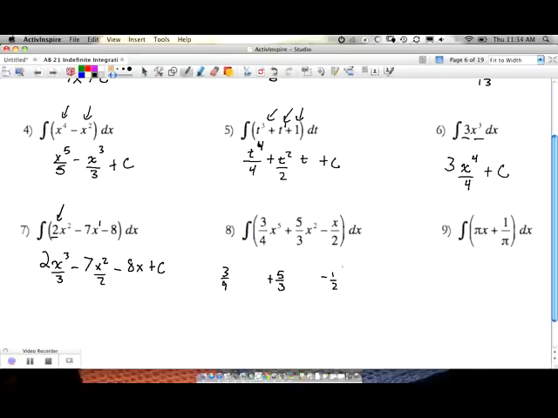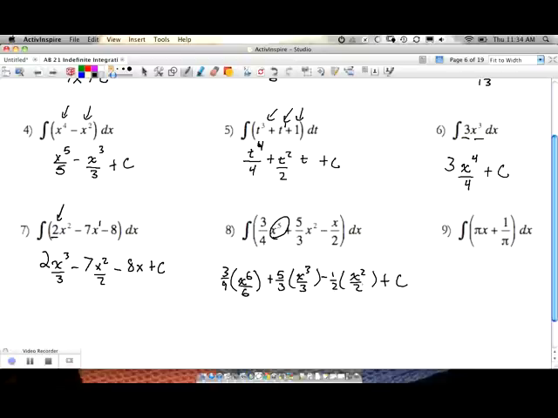So I'm just going to fill in the parts that have the x to a power. X to the 5th would become x to the 6th over 6. X squared would become x cubed over 3. And this last one, x to the 1st, becomes x squared over 2. Now I still haven't really simplified this one. I haven't really worked on simplifying any yet because I haven't really had to.